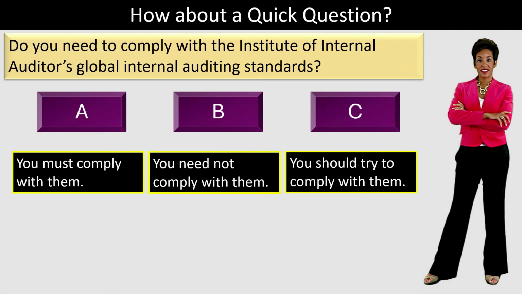Thanks, Alice. Your policies and procedures should be based around the global auditing standards and guidelines. Now let me ask you a question. Which response would you choose? A, B, or C? Comply, don't worry, or try to comply.